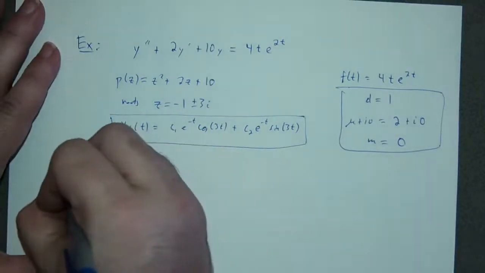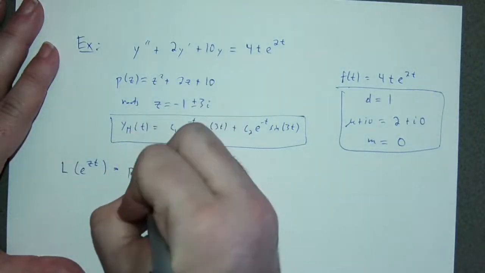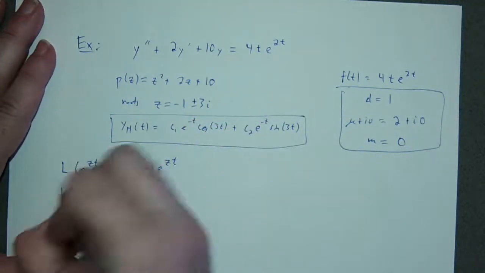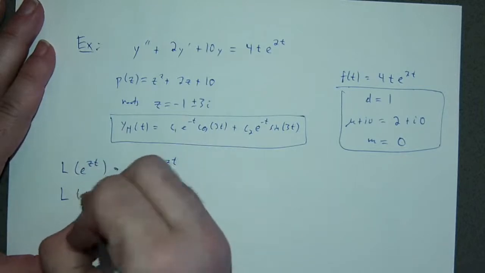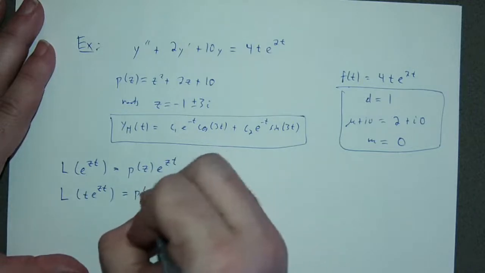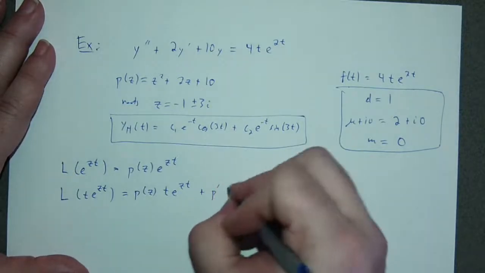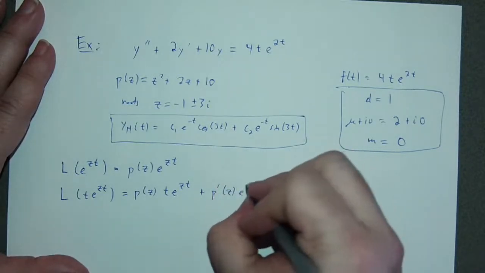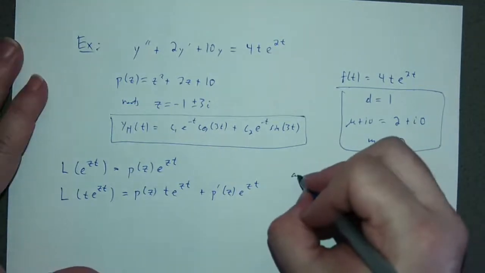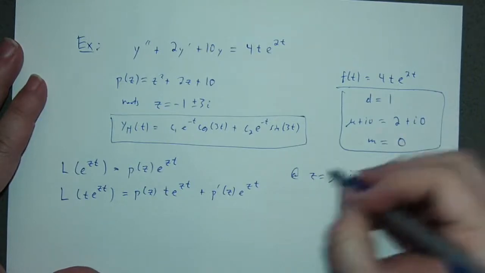Let's see how this works. L of e to the zt is p of z e to the zt. That's the 0th order. The second is L of t e to the zt is equal to p of z t e to the zt plus p prime of z e to the zt. Now I want to evaluate both of these at z equal to the characteristic, which is 2 in this case.